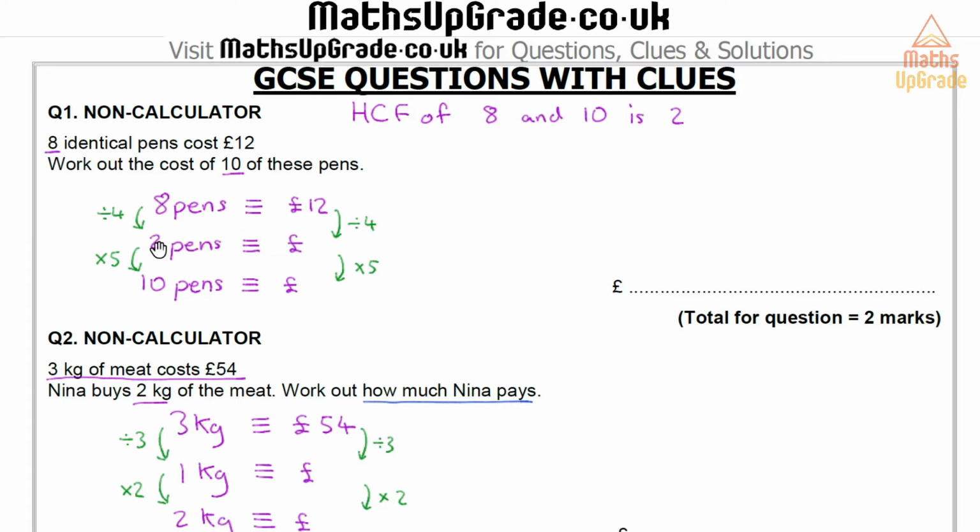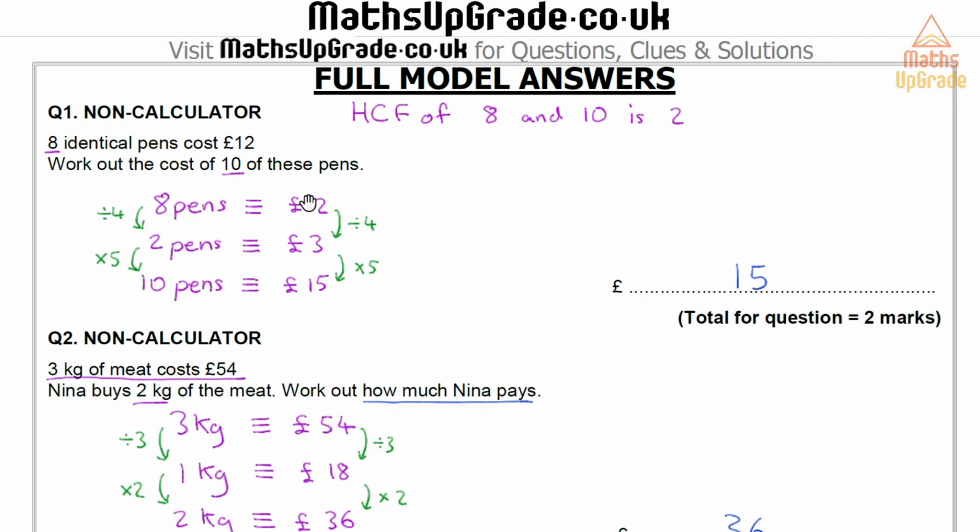I can easily get to 2 pens by dividing 8 pens by 4. So I need to divide this side, the amount, by 4 as well. So divide £12 by 4, I'll get £3. Now to get from 2 pens to 10 pens, I need to multiply by 5. So if I multiply this side by 5 as well, 3 times 5 is £15. So the answer is £15 for 2 marks.